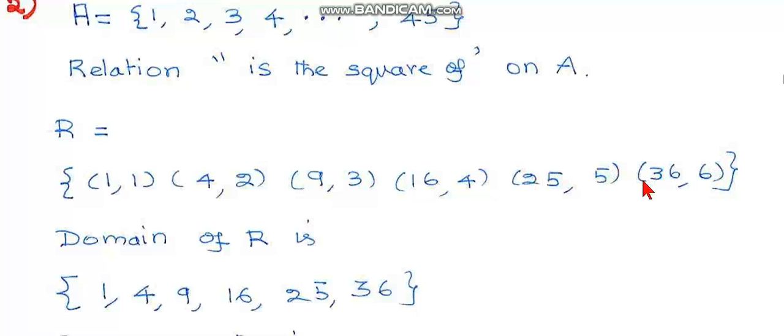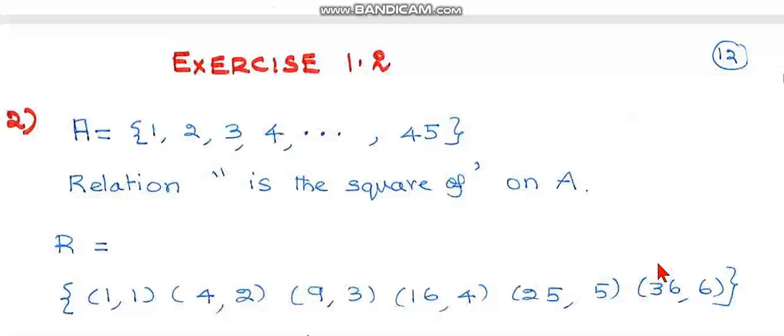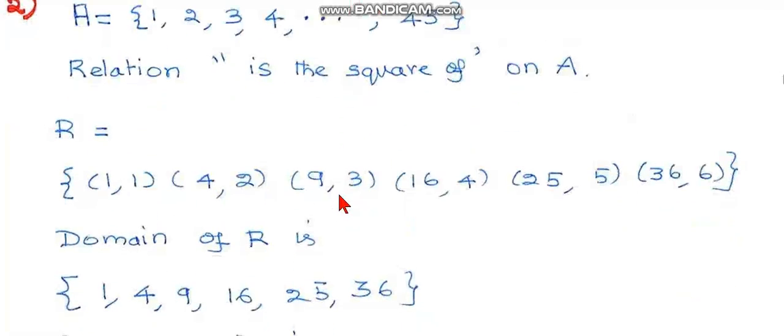That's all. After that we can't write any more like this, because "is the square of" can't be written from the set. So there it ends. We have written the ordered pairs of R. This is R as a subset of A cross A. That's the relation, "is the square of" is the relation.